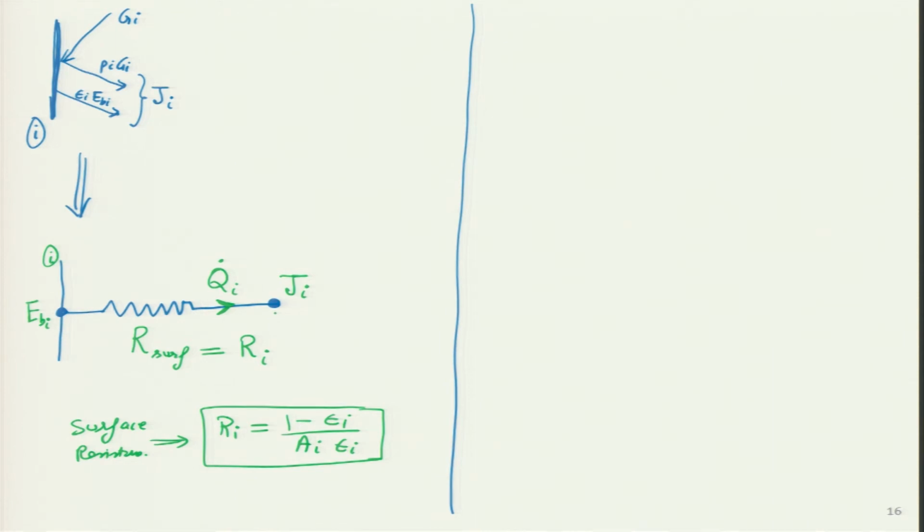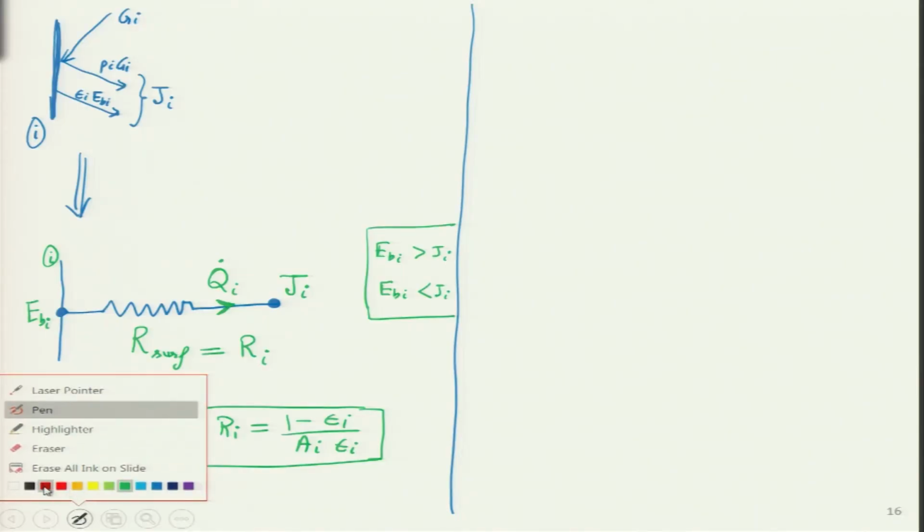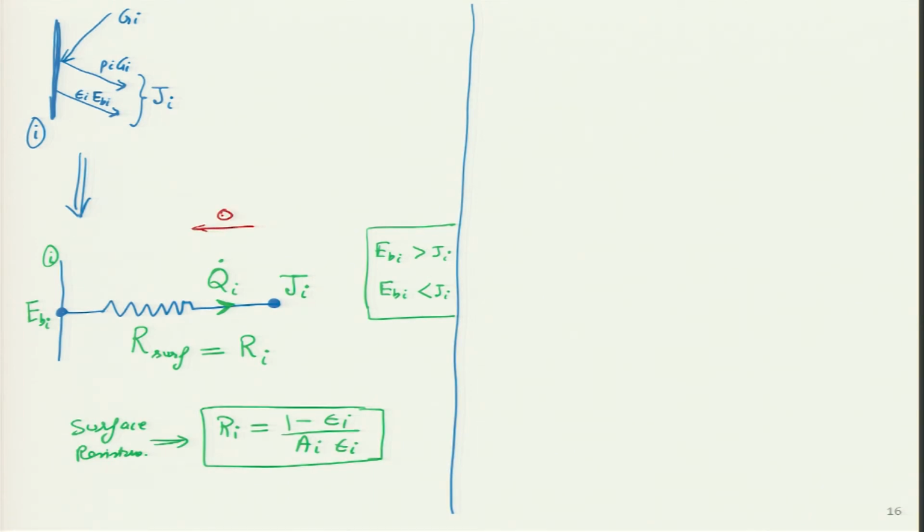May I ask a question to the student: will the direction of current always be in this direction? In this example, current is flowing from EBI to Ji, probably because EBI is greater than Ji. Can there be another case where EBI is less than Ji? The answer is yes. If it is less, then the current will flow in the other direction, which means Q dot I will reverse its direction, and I will draw that in red color. In that case, Q dot I will go over here if we are considering the red case.